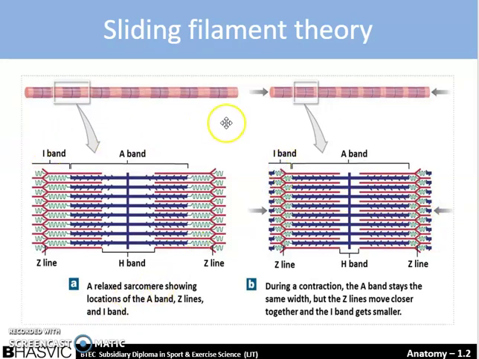When the electrical impulse ends, the SR recaptures the calcium ions. The troponin and tropomyosin complex will cover the active sites again. So this has to happen again for a new contraction to even begin. This is when the contraction ends.